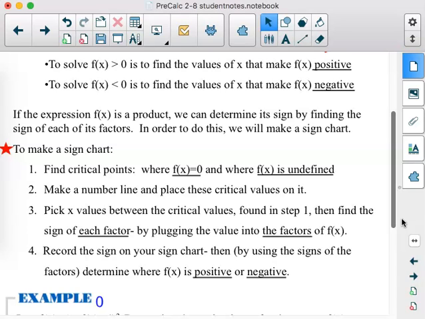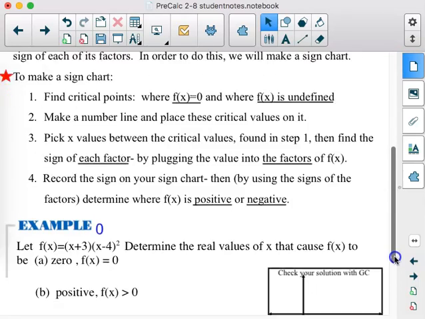That's what today is about. Finding all the critical points, coming up with this sign chart so that we can get almost a visual of what the graph is going to be doing.